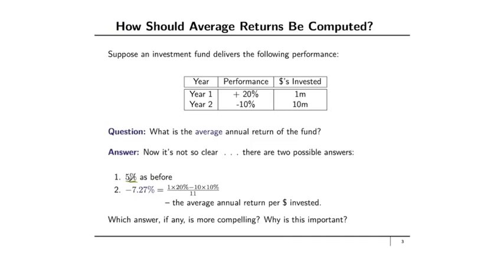So we can see 5% or minus 7.27%. And the question is, which return is more compelling, if any? Why is this important? Well, it is important because investors care about returns to their dollars. And so, in fact, you could argue that at the aggregate level, investors should be caring much more about a dollar-weighted return, in which case this number is more significant.